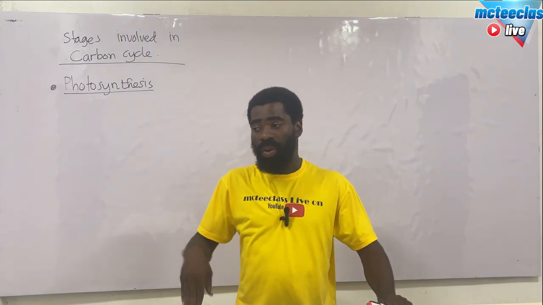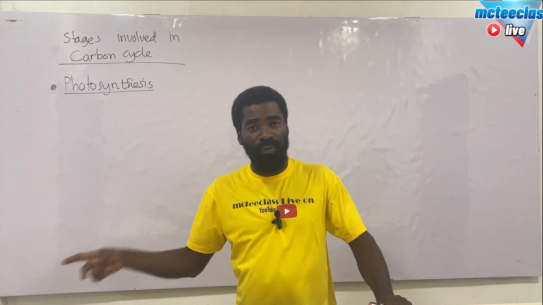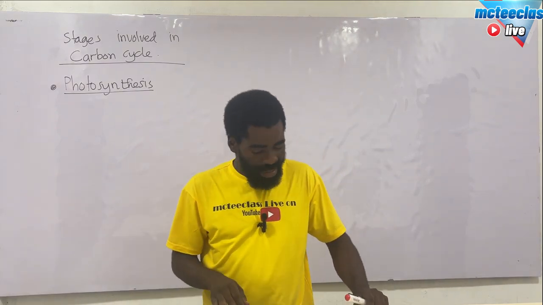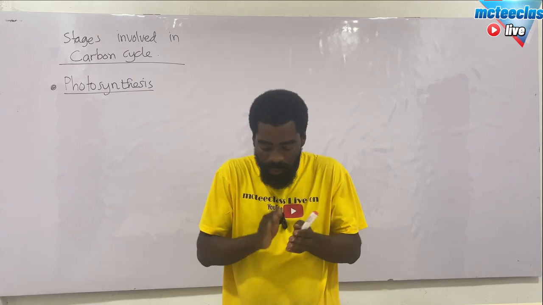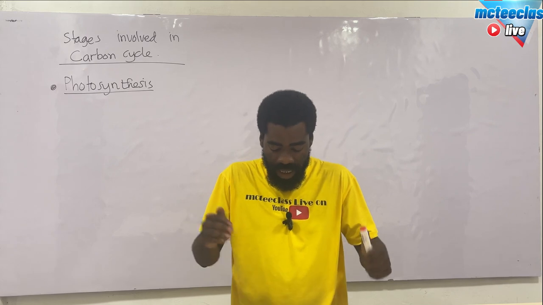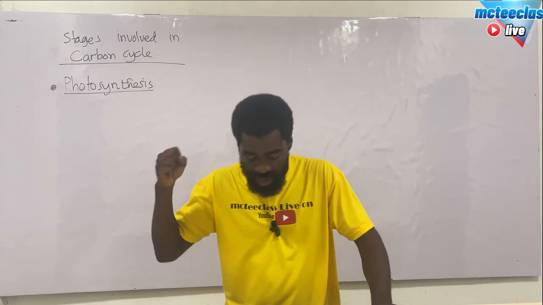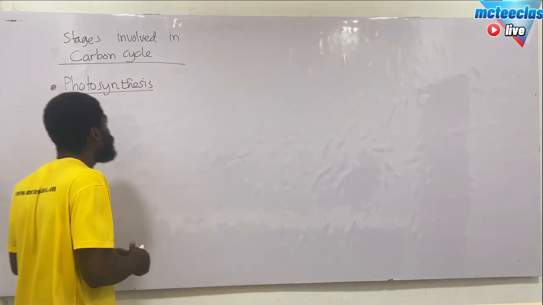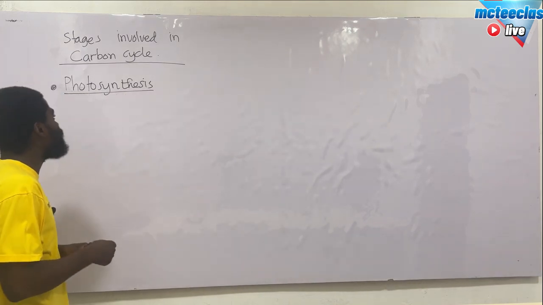Remember, when we die, we return the carbon. If not everything goes, then we form the fossil fuel. Good. So that's what photosynthesis is about. The first stage of the carbon cycle is photosynthesis. And we are saying that is the stage where carbon comes out of the atmosphere into the biosphere. Biosphere, once again, is the living things.